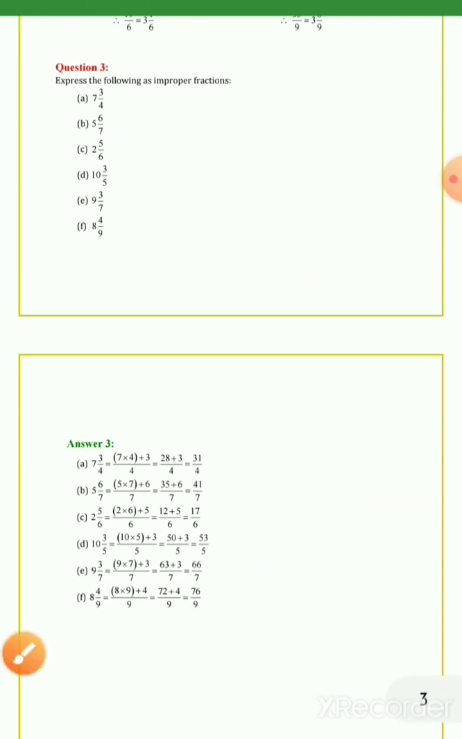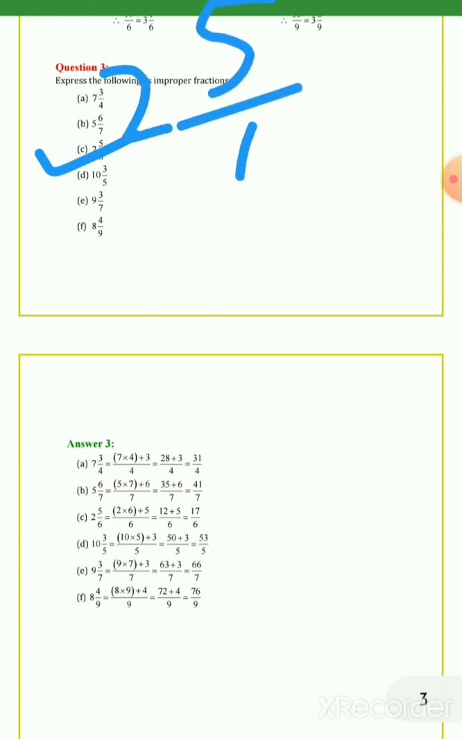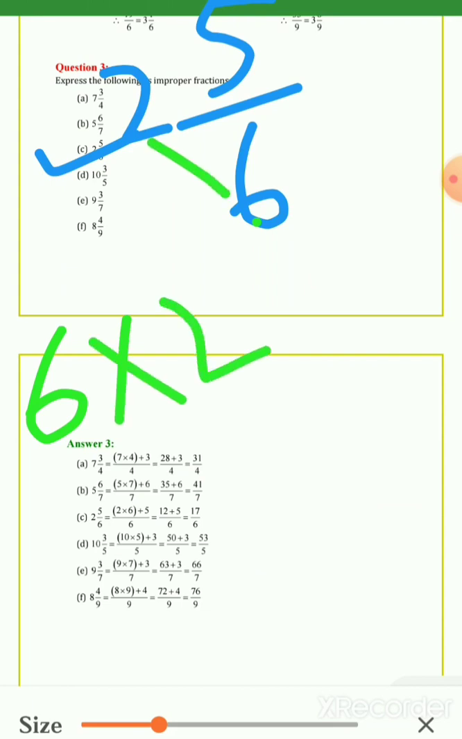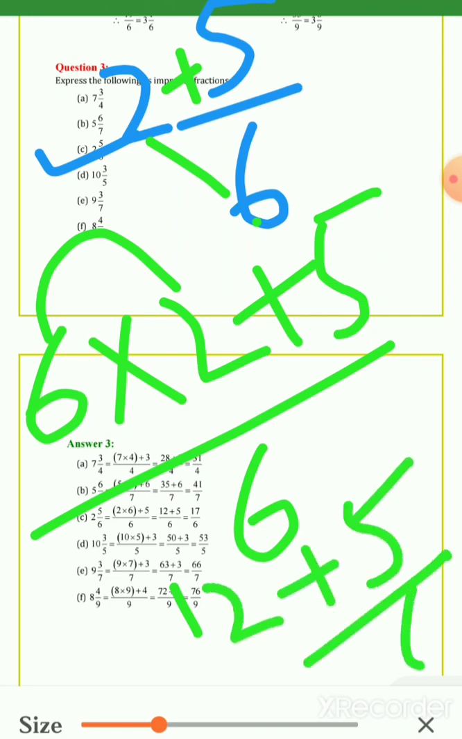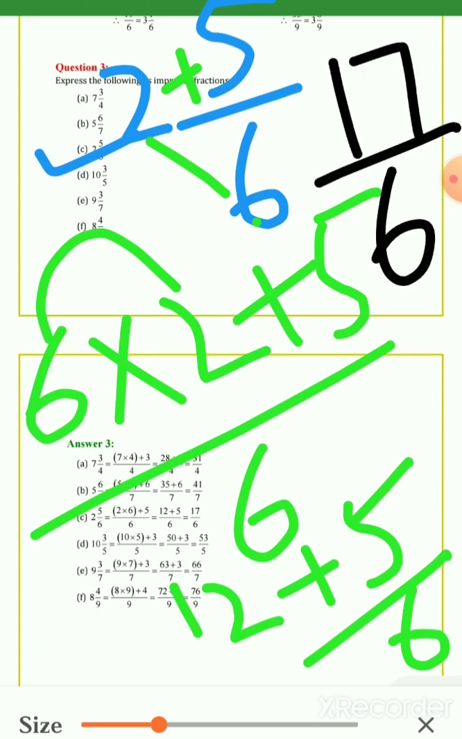Again we are going to see question number C, that is 2 5 by 6, right? Now 6 multiplied by 2, this is multiplied by this, and then plus 5, and 6 will come down as it is. So now do the solution. 6 twos are 12 plus 5, and 6 will come down as it is. So we have 12 plus 5 is 17, and 17 by 6 is the answer. We have 17 by 6 as the answer for this mixed fraction, right?